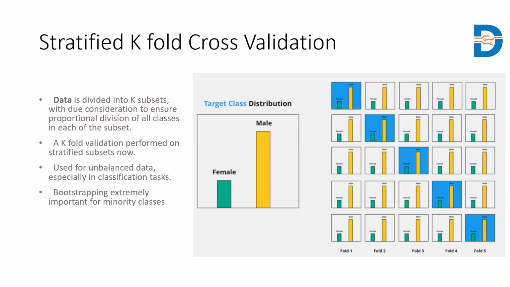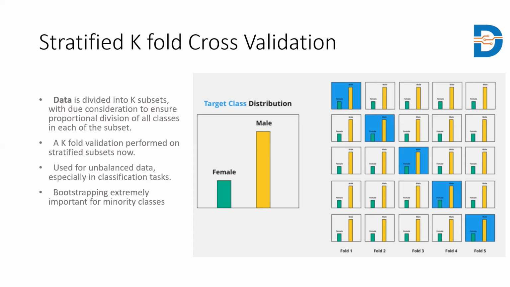Otherwise, what might happen is that the class with the least frequency, the unbalanced or minority class, for example, female in this example, may not appear in some of the subsets that are created. Those subsets are very difficult for the model to train on because the model will not be exposed to this minority class.